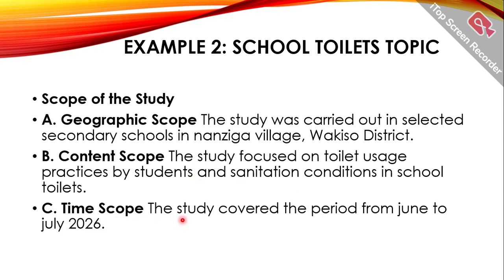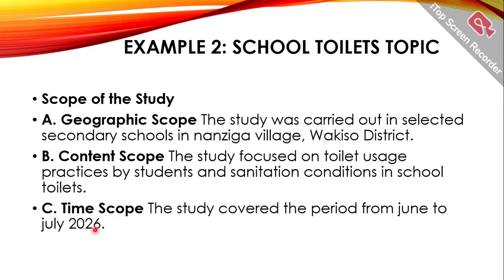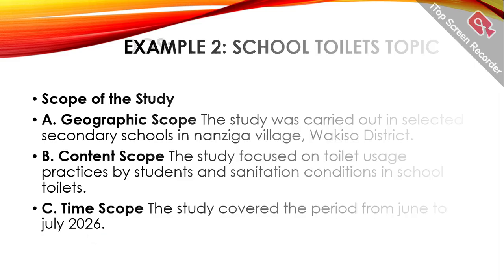Time scope. Maybe this person did it from June to July as well. But then this person could also have done it from July to July. Maybe it was from the 2nd of July to the 25th of July. That is also possible because our projects are not to take a long time.